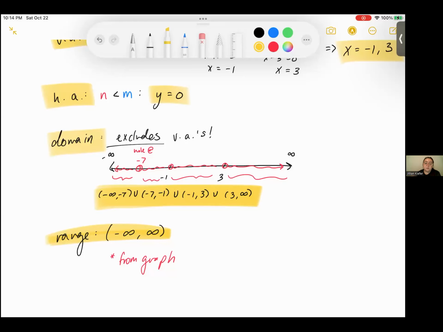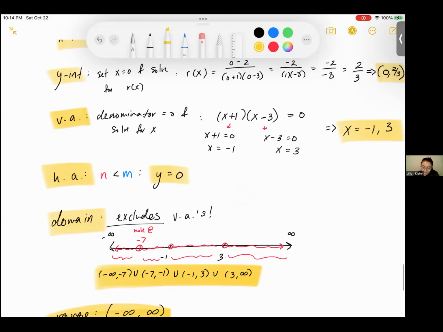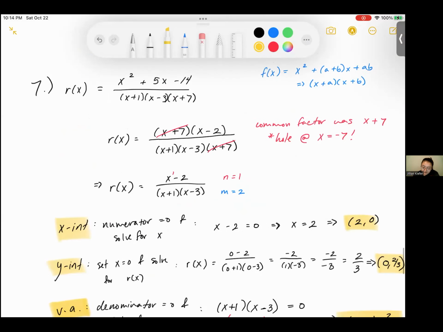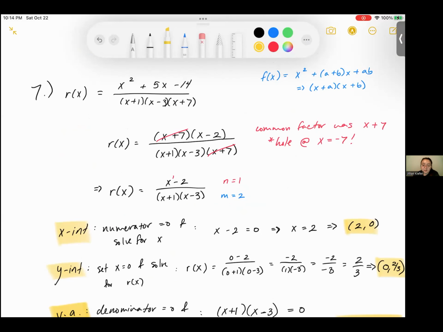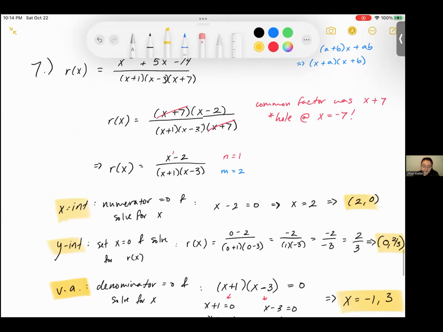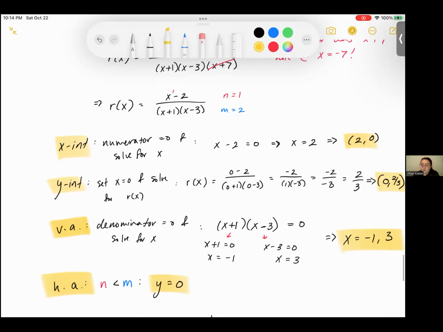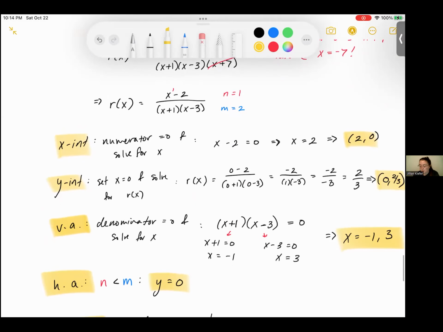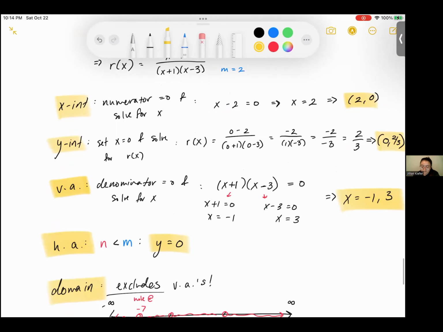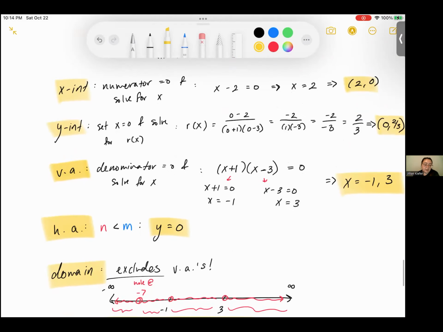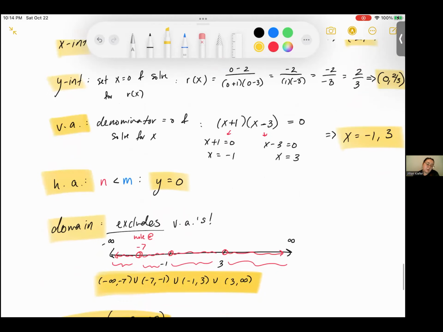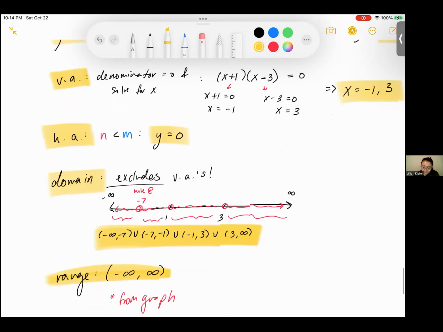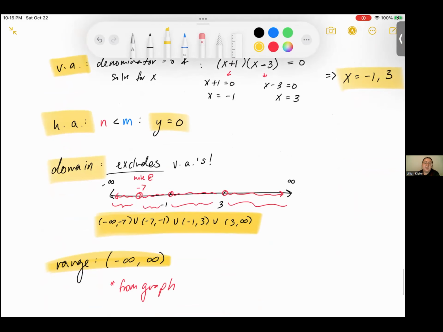All right, so our range, negative infinity to infinity, this was found from the graph. So looking at this problem again, we factored out that common factor, x plus 7. We found there was a hole at x equals negative 7. We found the x-intercepts, 2, 0, the y-intercept, 0, 2, 3. The vertical asymptotes were at negative 1 and 3. Horizontal asymptote was at y equals 0. We found the domain by excluding the vertical asymptotes. And finally, the range. So there we go, we finished up that problem for rational functions.